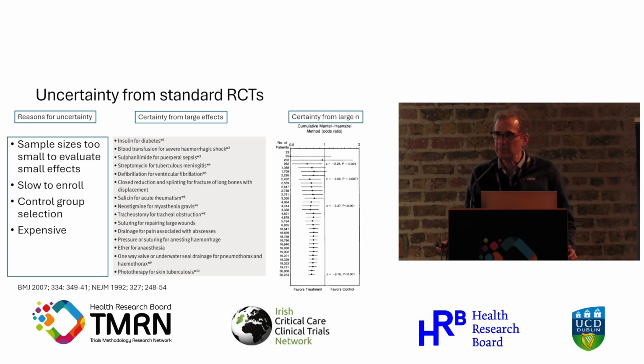And many people designed 2-arm randomized controlled trials thinking that they were investigating the medical equivalent of a parachute, which is a very large effect intervention like blood transfusion for hemorrhage and insulin for diabetes and so on. But most interventions aren't like that. And so within the standard model of trials, one approach has been to get to a very large N to generate certainty, and that's shown in the example on the right.